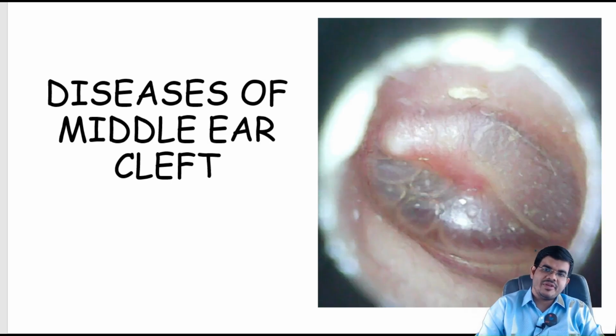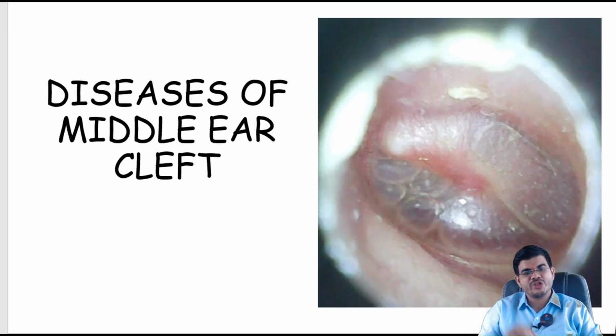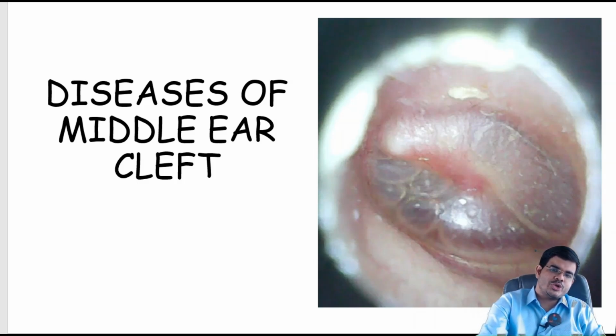I'll be starting with the disease of the eustachian tube, because the parts of the middle ear cleft include the eustachian tube, middle ear and the mastoid. Chronic otitis media will be dealt with in a subsequent session, followed by complications of otitis media. But for now, we will restrict ourselves to the acute conditions of the middle ear cleft, and so we will start with the eustachian tube.